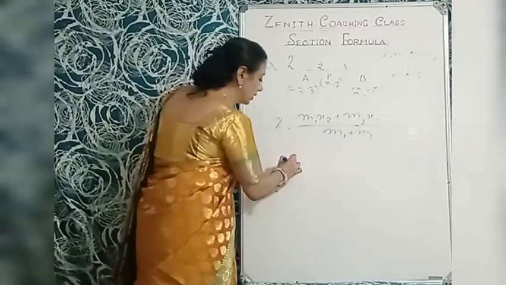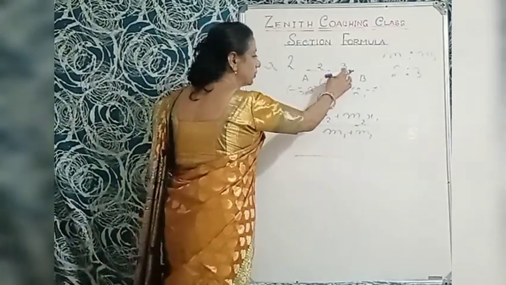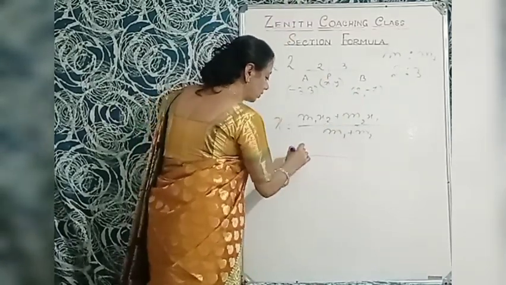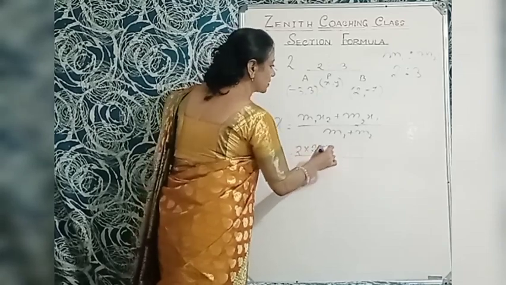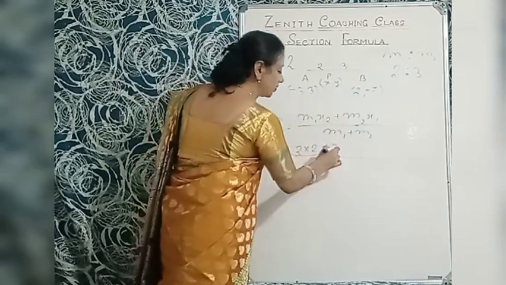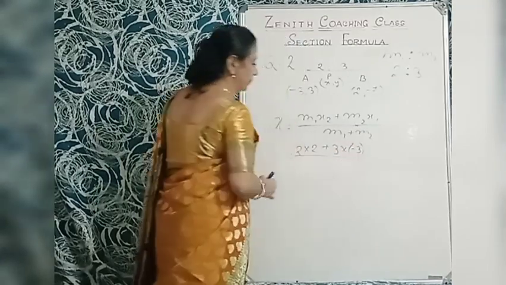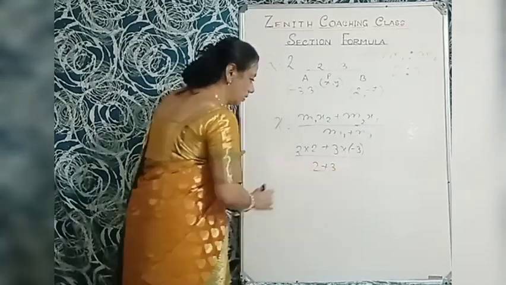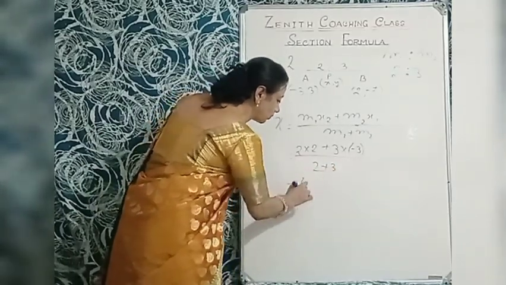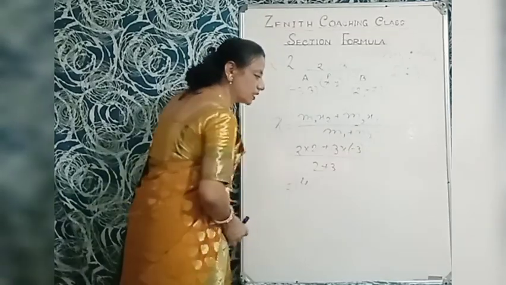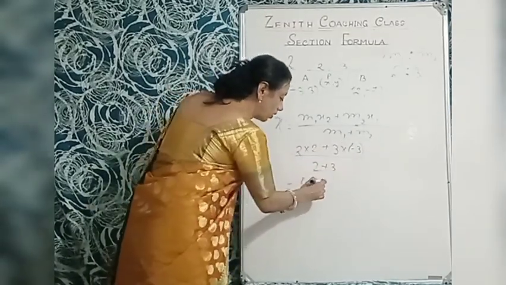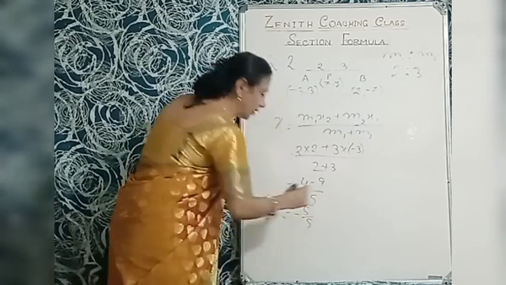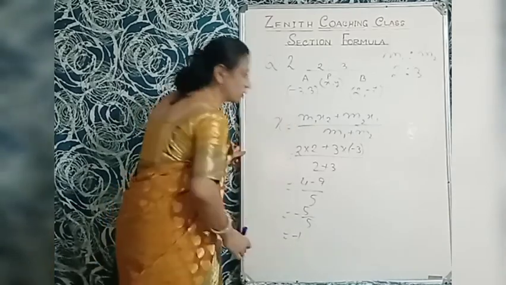So what do we have to write? M1 is 2 and M2 is 3. So 2 multiplied by 2 plus 3 multiplied by minus 3, then 2 plus 3, M1 plus M2. 2 into 2 is 4, 3 multiplied by 3 is 9, but here is minus. So 4 minus 9 by 5 equals minus 5 by 5, equals minus 1.